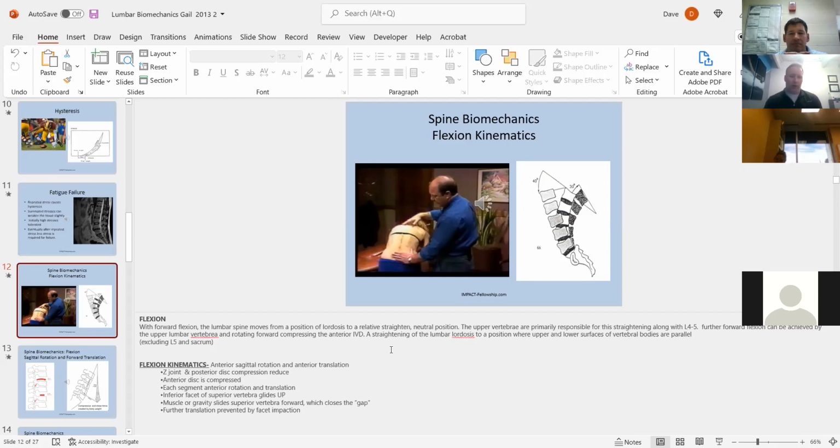But for the most part, the cardinal plane movements, flexion, extension, and the two side bendings, are pretty simple. The vertebral body should follow the movement that you're producing.